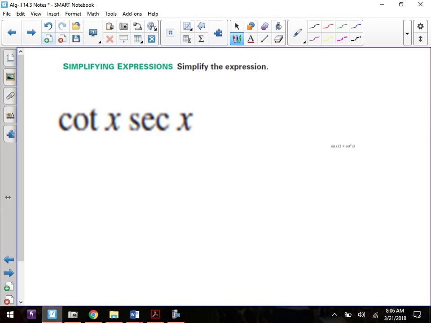So if I'm looking at cotangent secant, cotangent is what over what? Cosine over sine. Good. So this becomes cosine over sine. Secant is 1 over cosine. Good. Since I'm multiplying, what drops? Cosine. What is 1 over sine?